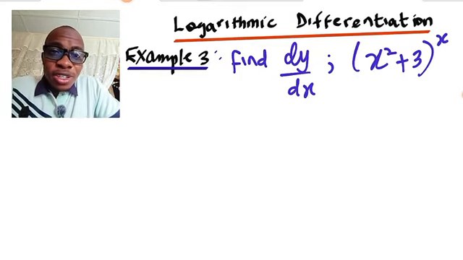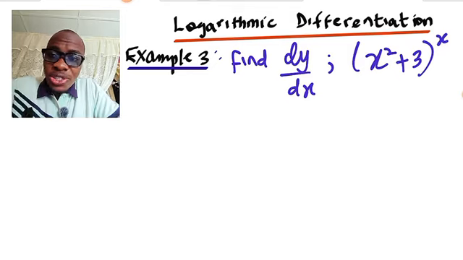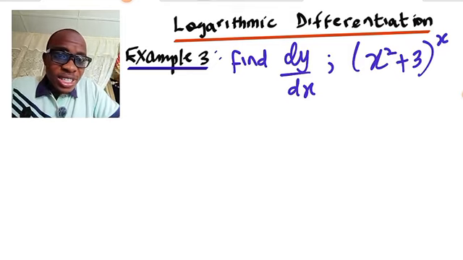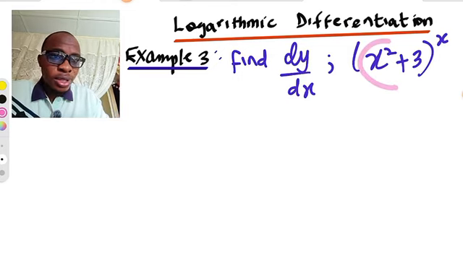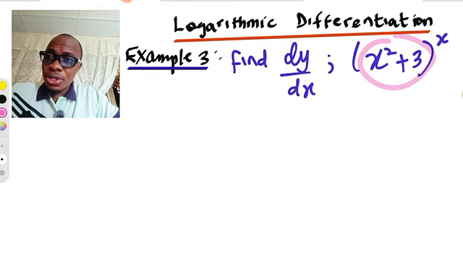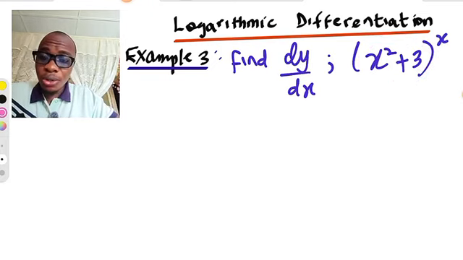So we are still on logarithmic differentiation. This is example 3. The question asks us to find dy/dx of the function (x squared plus 3) all to the power of x. So how are you going to do it?